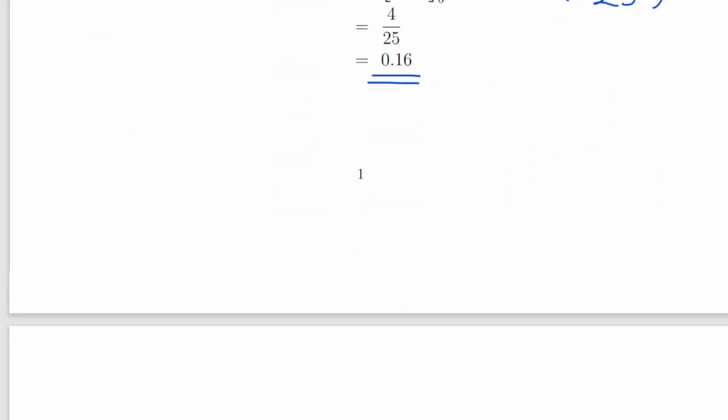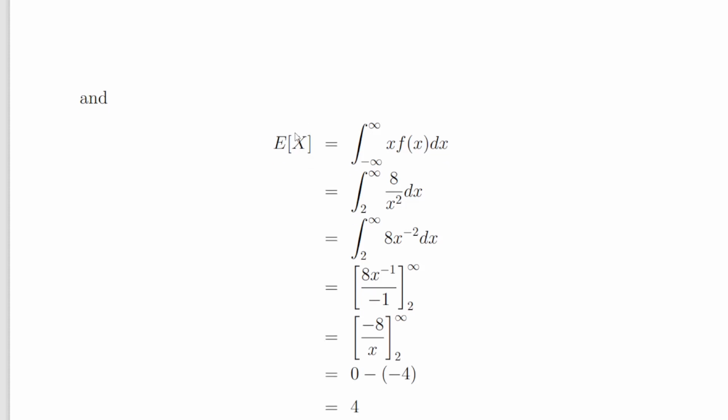Great. Finally, get the expected value of x. How do we do that? The expected value of x is the integral from minus infinity to infinity of x times f of x dx. Again we can just focus our attention on the range of values between 2 and infinity, because anything outside that integrates to 0. So essentially what we end up with is x times 8 over x cubed dx, which is 8 over x squared. So that is 8 times x to the power of minus 2.